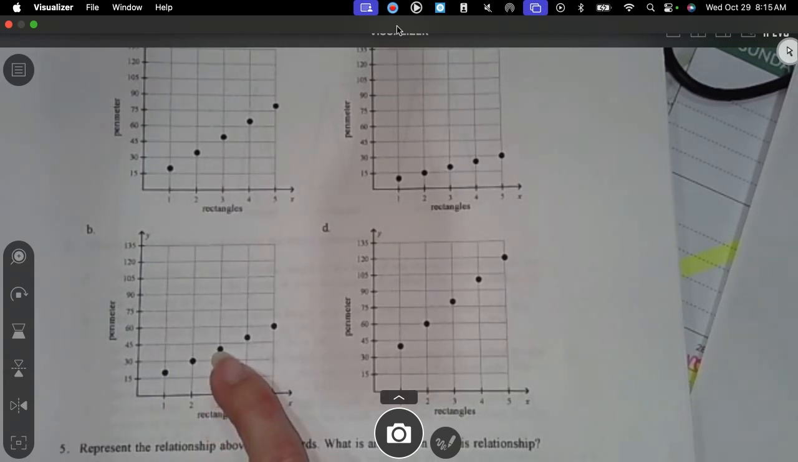So which one's the answer? B. Do y'all understand what I'm doing here? I'm just matching the table. Then if I went over 3, I should be up at 40. So this is the one that's matching.